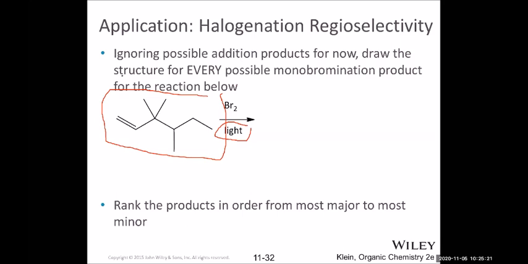So with this structure, we need to first show where the hydrogens are. So there's hydrogen here, and this is hydrogen here. At least there are 3 of them. Okay, there's 3 hydrogens here. And here's hydrogen. Here's hydrogen.